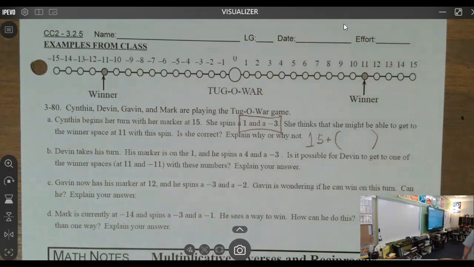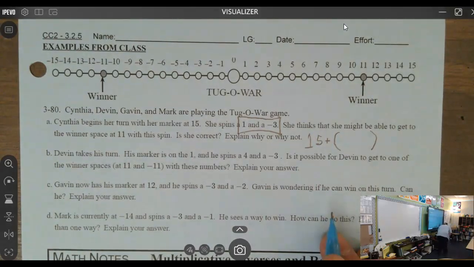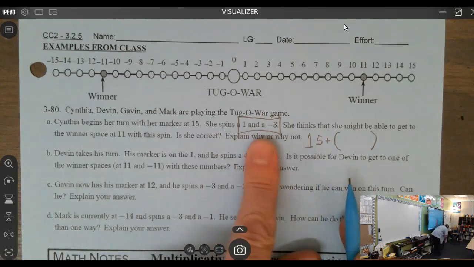Gotta love random cards. Anna, did you figure out how she can win? Van, did you figure out how she can win? No. Soul? Yes. Yeah, Soul. What can we do with these numbers?